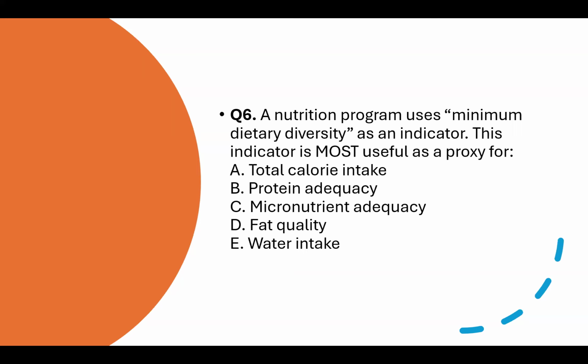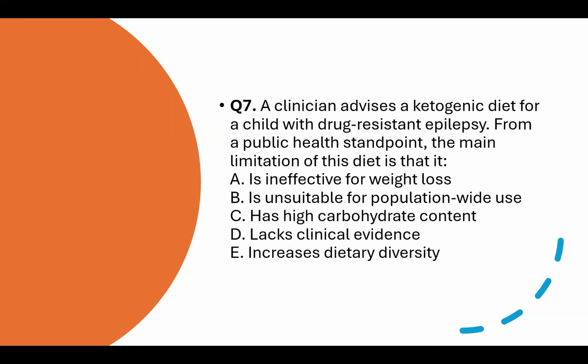A nutrition program uses minimum dietary diversity as an indicator. This indicator is most useful as proxy for total calorie intake, protein adequacy, micronutrient adequacy, fat quality, or water intake. C. Yes, micronutrient adequacy, it is an important indicator.